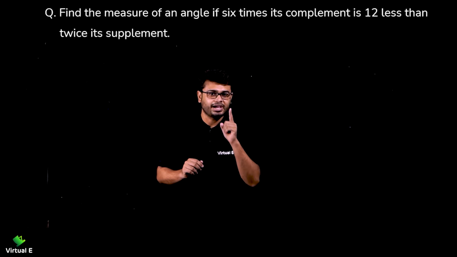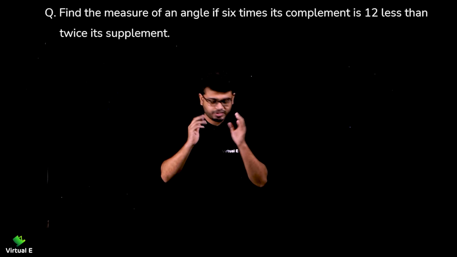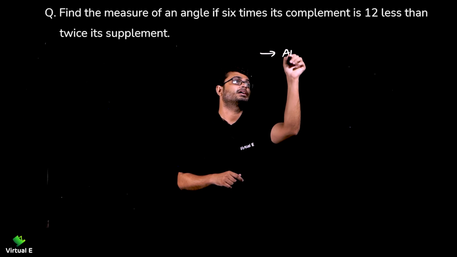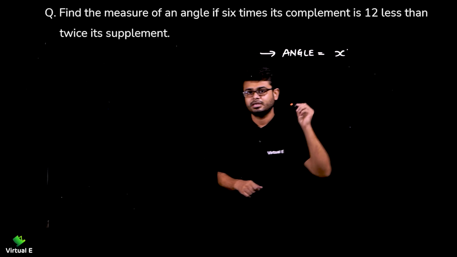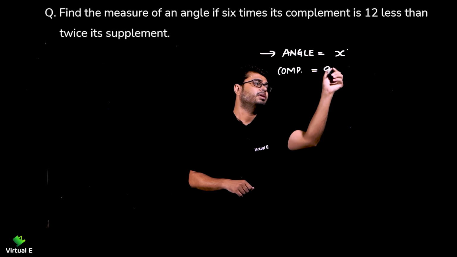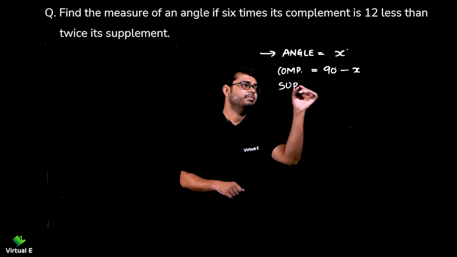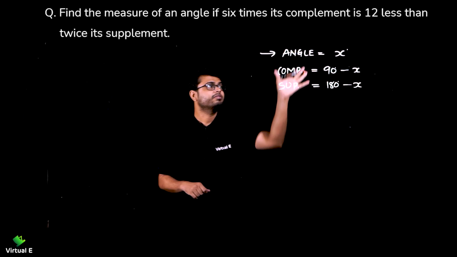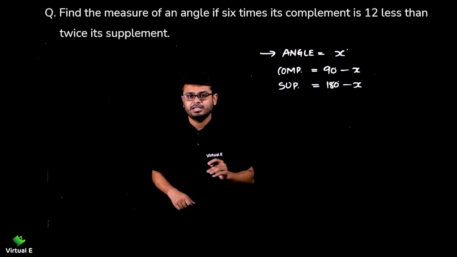First of all, we need to have the angle, then the complement, and the supplement as well, right? So let's start without any confusion. Let's take an angle. The angle is equal to x degree. Now we need to find the complement. The complement will be 90 minus x degree. And the supplement is 180 degree minus x. So we have the angle, the complement, the supplement, and we have the relation in the question.